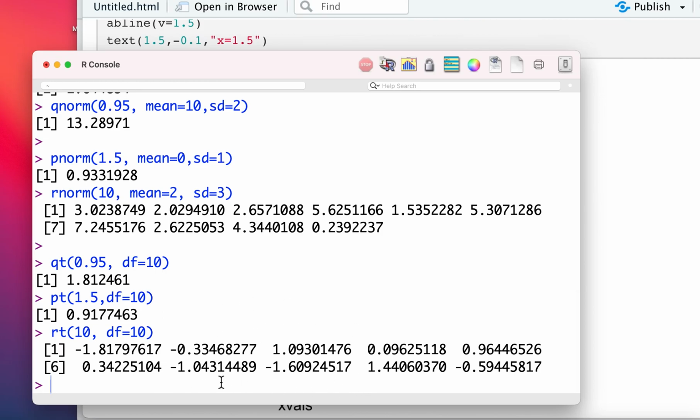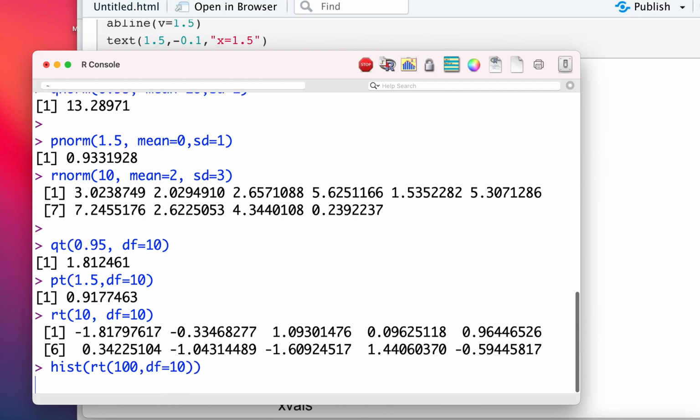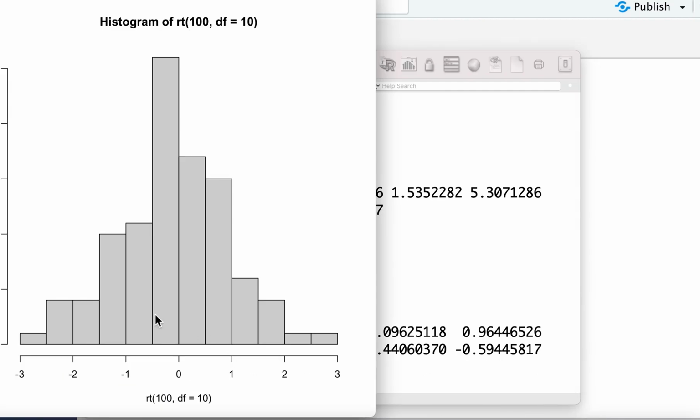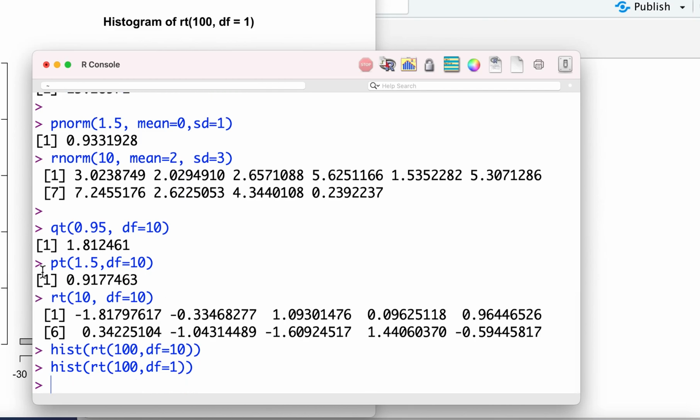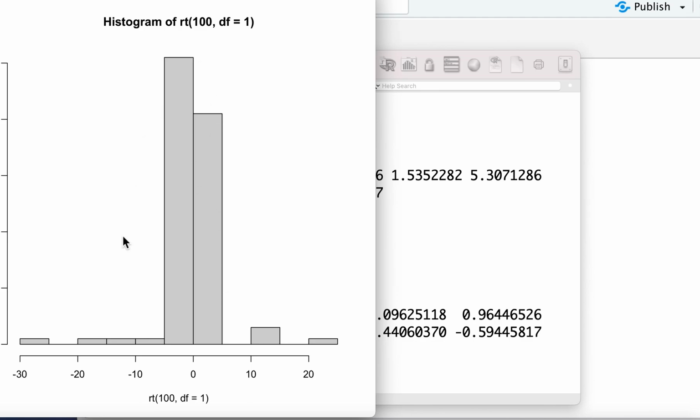By the way, let's look at one that has very low degrees of freedom. I'll make a histogram of the first 100 values from degrees of freedom 10. See, that's not too abnormal looking, is it? But what happens when I drop the degrees of freedom of a t-distribution? It gets a lot more outliers. So let's look at 1. Oof, look at that distribution. There's most of the data, but then there's all these outliers.